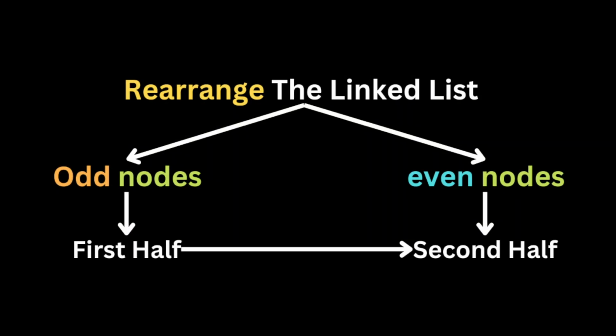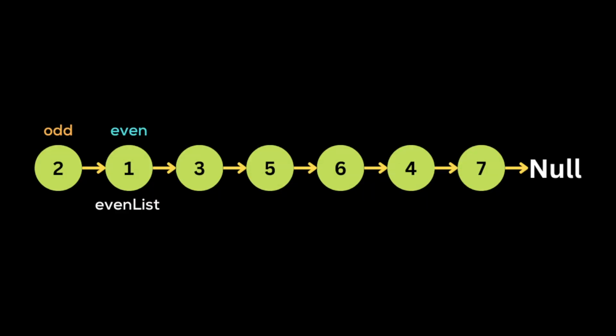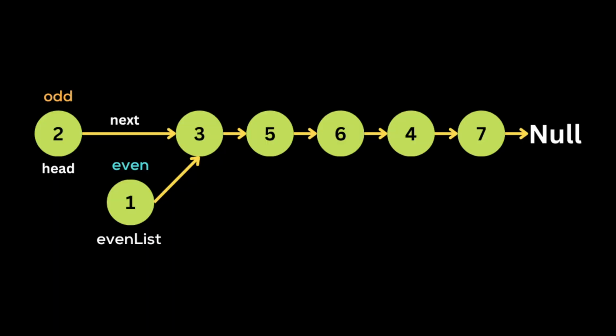The principle of this algorithm is to rearrange the linked list by grouping the odd nodes in the first half of the linked list and the even nodes in the second half. After that, we're going to loop over the linked list using the even pointer. At the first iteration, we set the next pointer of the odd node to point at the node after the even node, which in this example is the node with the value 3.